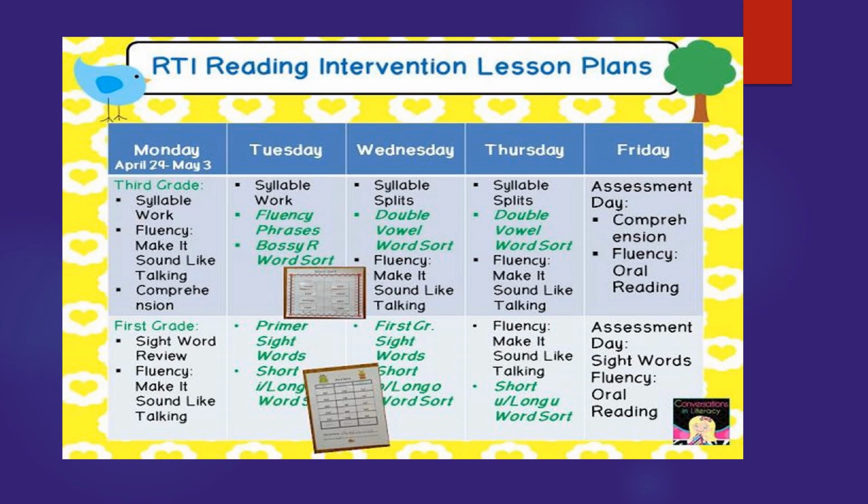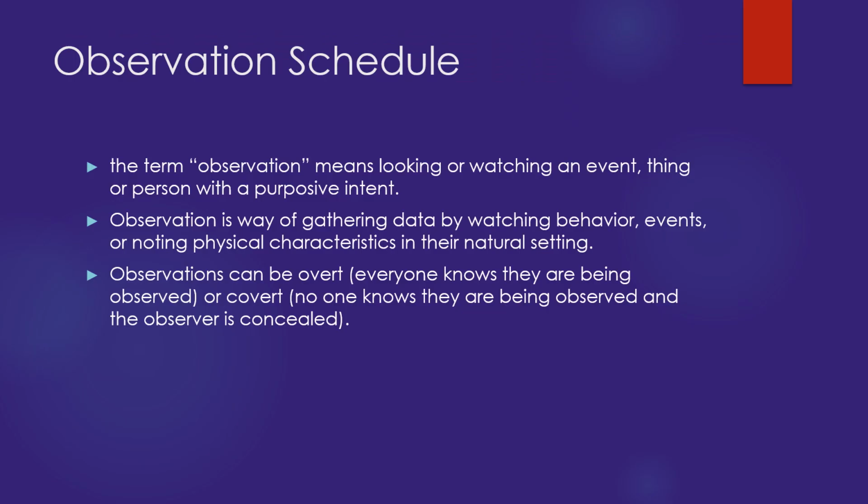Then, for example, this is one of the RTI reading intervention lesson plans, how you can follow Monday, what are the things you have observed, Tuesday, Wednesday, Thursday, Friday. In this way, you can mention the intervention activity. Then, observation schedule.